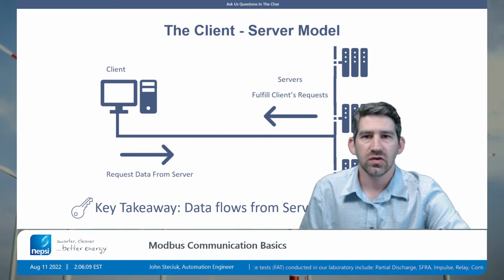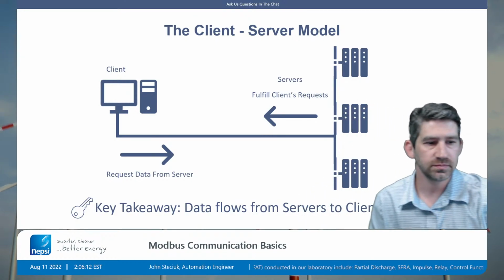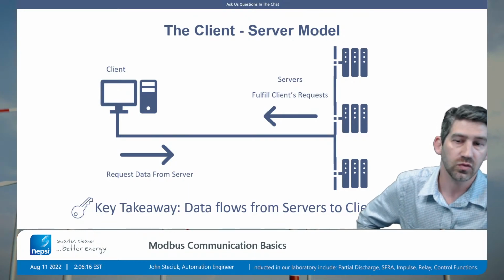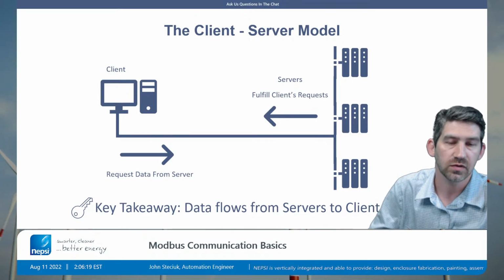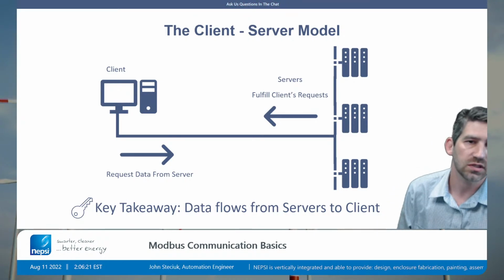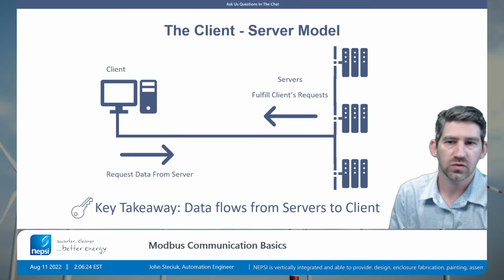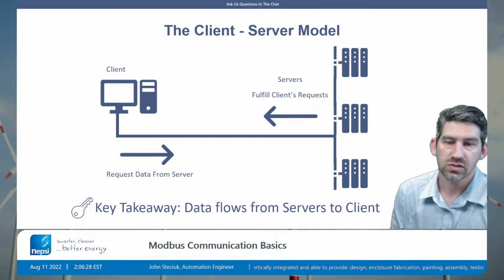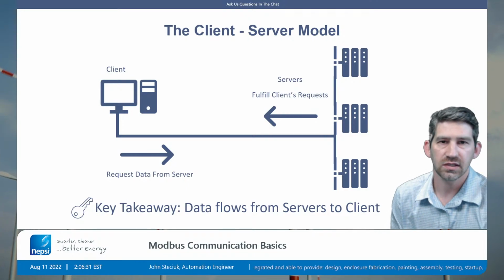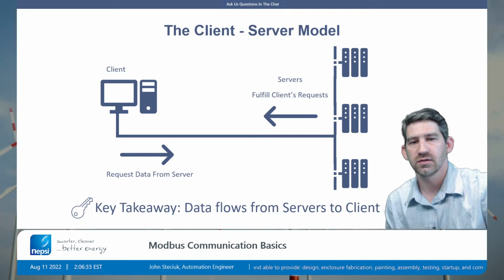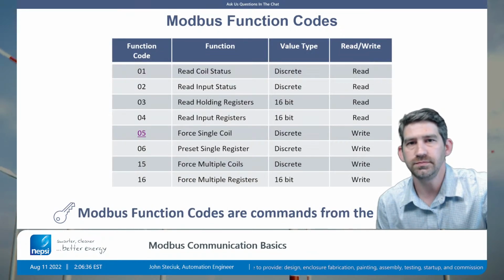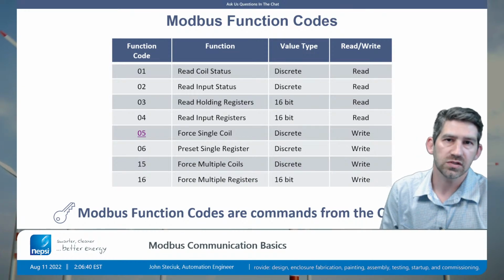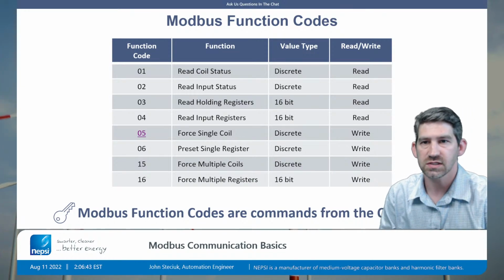So this is just a diagram of the client-server model. We have one client here who is making a request of data from servers. There's multiple servers, and they fulfill the client's requests. So the flow of data is always from the server to the client, and that's kind of the key takeaway from this slide here. And the client requests this data by using the Modbus function codes, which are defined in the standard.